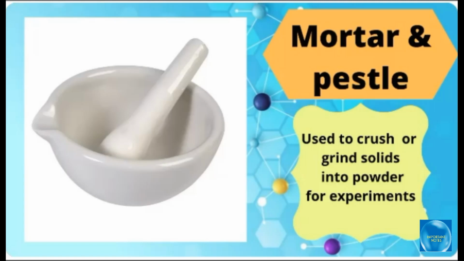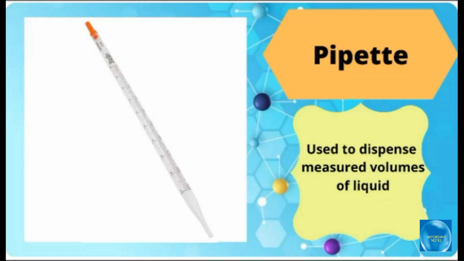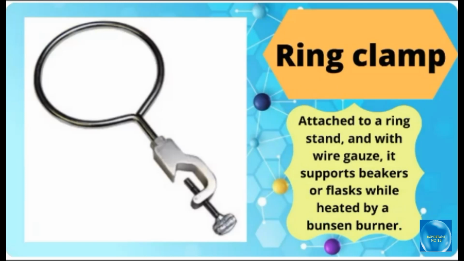Mortar and pestle, used to crush or grind solids into powder for experiments. Petri dish, it is used to grow microorganisms or store small specimens for observation. Pipette, used to dispense measured volumes of liquid. Pipe stem, also known as a clay triangle, supports crucibles when they are being heated over an open flame.